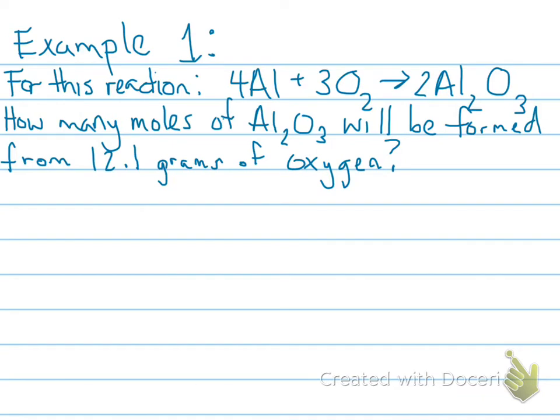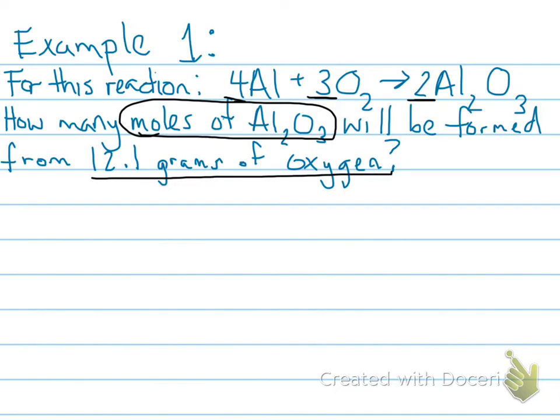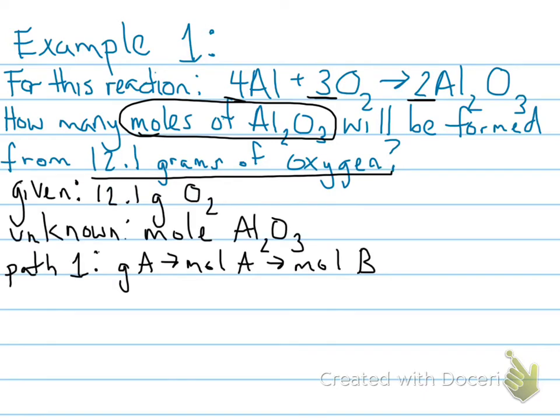Okay, please be looking at your worksheet and doing this alongside me. So the first example says, for this reaction, and I have balanced it for you, how many moles of aluminum oxide, so that's our unknown, will be formed from 12.1 grams of oxygen. Okay, so our given in this case is our oxygen, our moles of aluminum oxide is our unknown. We are going to use path 1, that's going from the grams of oxygen into moles of oxygen. Oxygen will be our A, into moles of aluminum oxide.